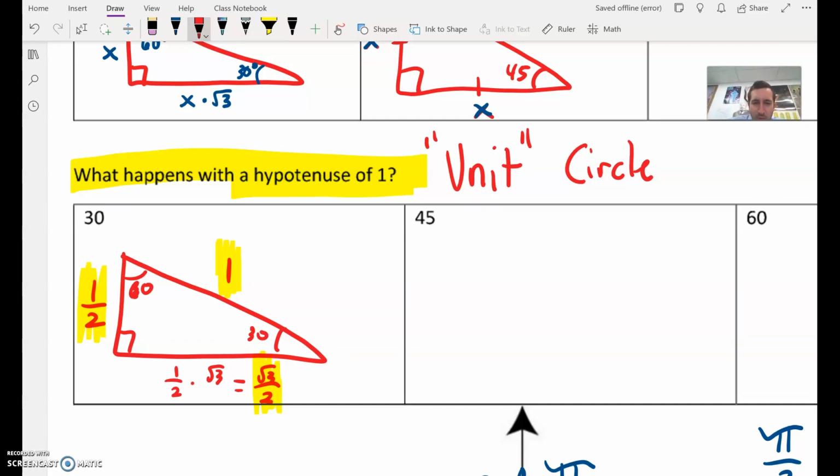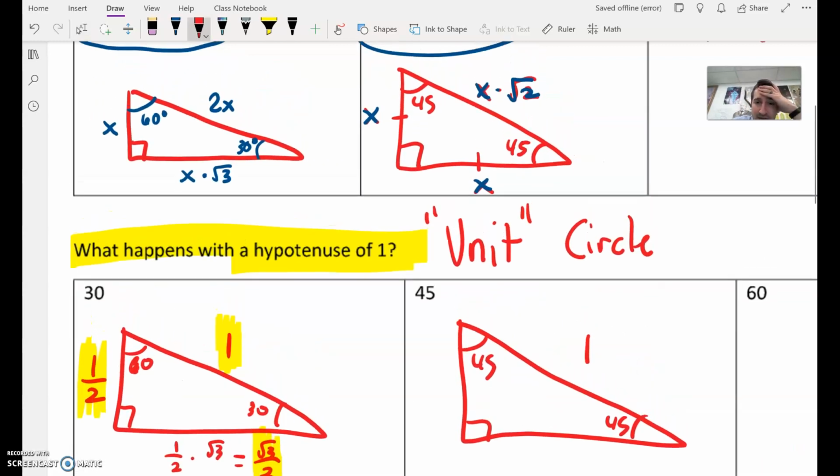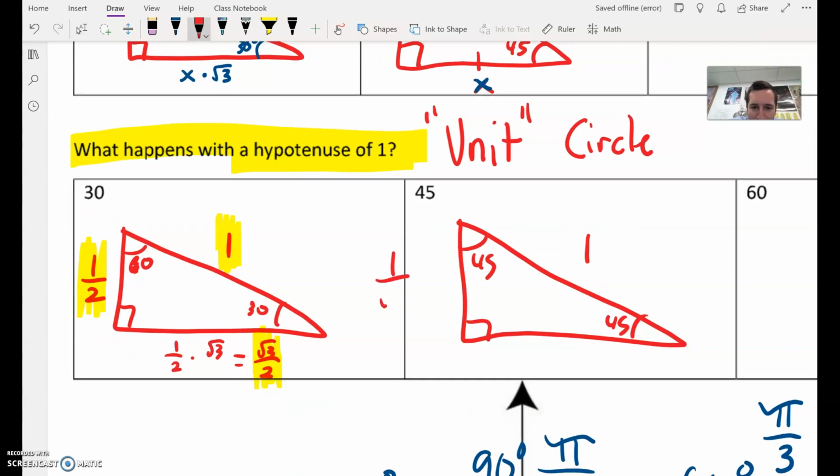And then last one, what if a 45, 45, 90 has a hypotenuse of 1? So we know this is 45, this is 45, and this is 1. How would we work backwards to get the small sides? It's small side times root 2. So to work backwards from 1, we would have to do 1 divided by root 2, which is a weird number. So we do some rationalization, and you get the square root of 2 over 2. That right there is going to become one of your best friends.